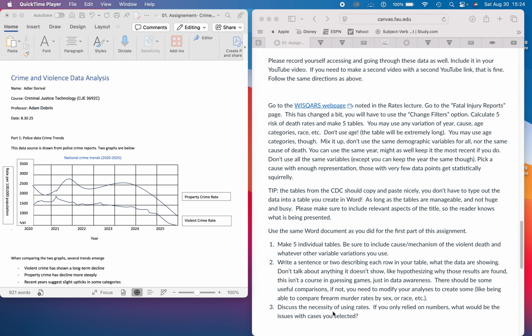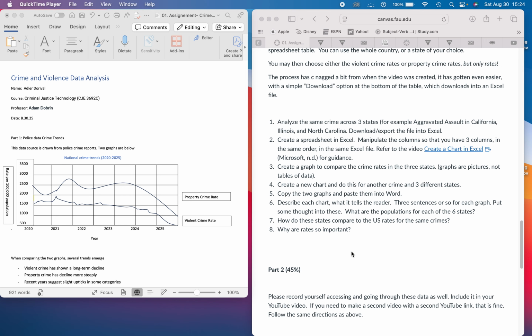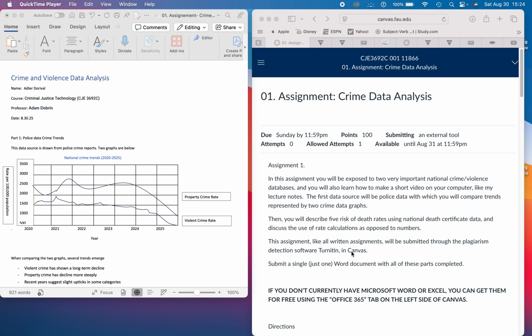In this presentation today, first of all, the class is criminal justice technology. This is what I'm going to be talking about. This assignment is about crime and violence data analysis. Then again, the course is criminal justice technology. So, in this assignment, first I will compare trends in two crime data graphs.